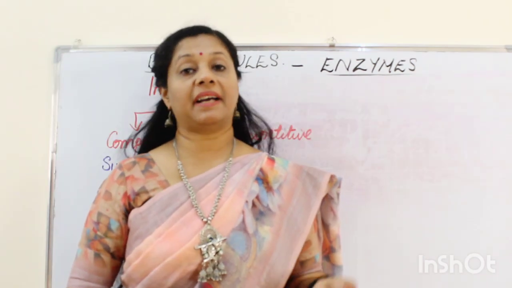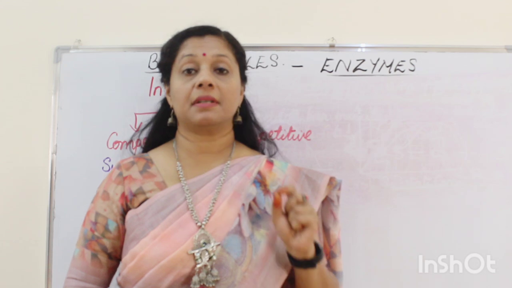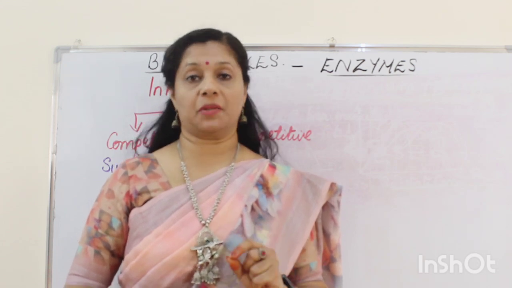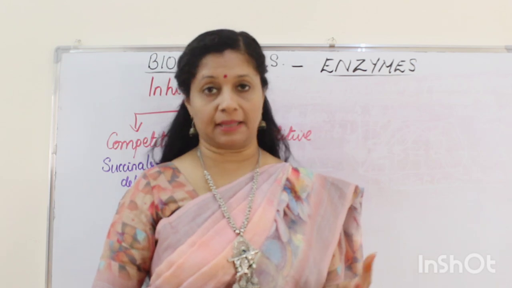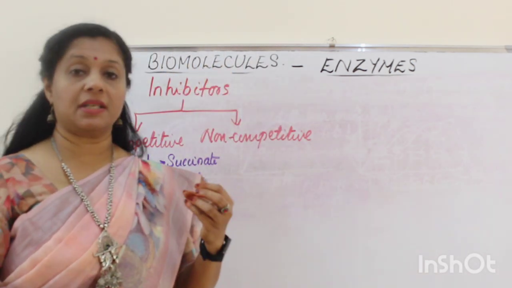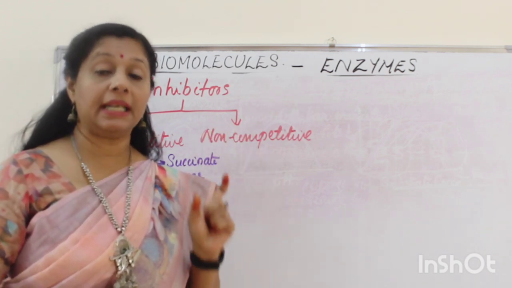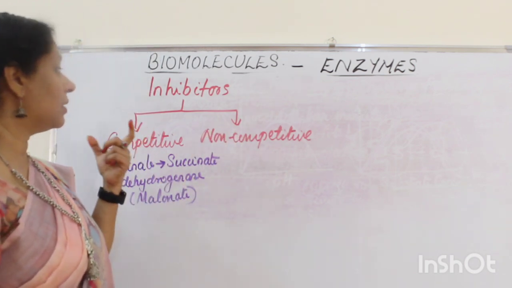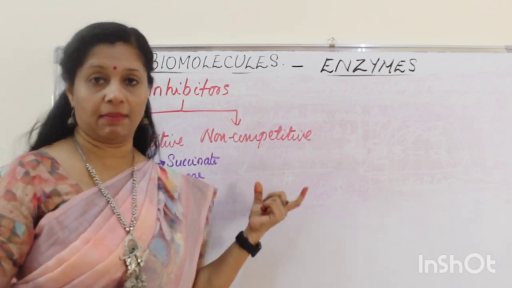Just now we learned the factors affecting enzyme action. But apart from these, the presence of some chemicals or substances can also inhibit the reactions of enzyme or enzyme activity. They are called inhibitors. The substances or chemicals which can inhibit the enzyme action are called inhibitors. Inhibitors can be of 2 types: competitive inhibitor and non-competitive inhibitor.